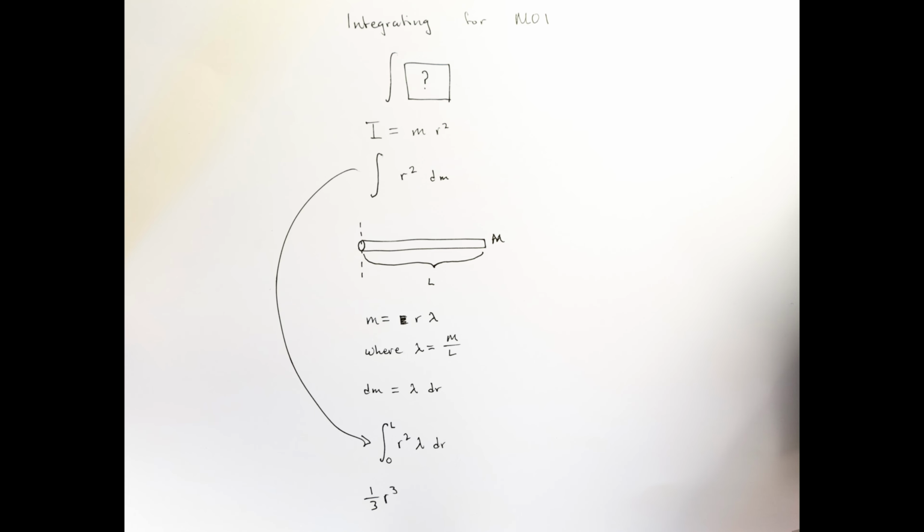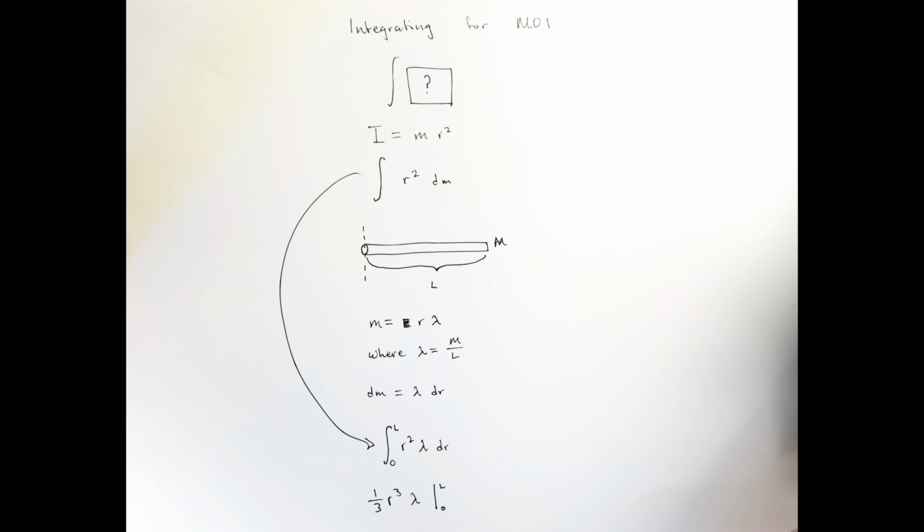So now we're ready to solve this integral, and it's a straightforward power rule. The antiderivative of any function to a power n is 1 over n plus 1 times that variable to the power n plus 1. So here that's r to the power 3 times 1 over 3. And since the lambda is a constant, we can pull that out without having to modify it. And we evaluate this new function on the bounds of our integral, which is 0 to the length L.